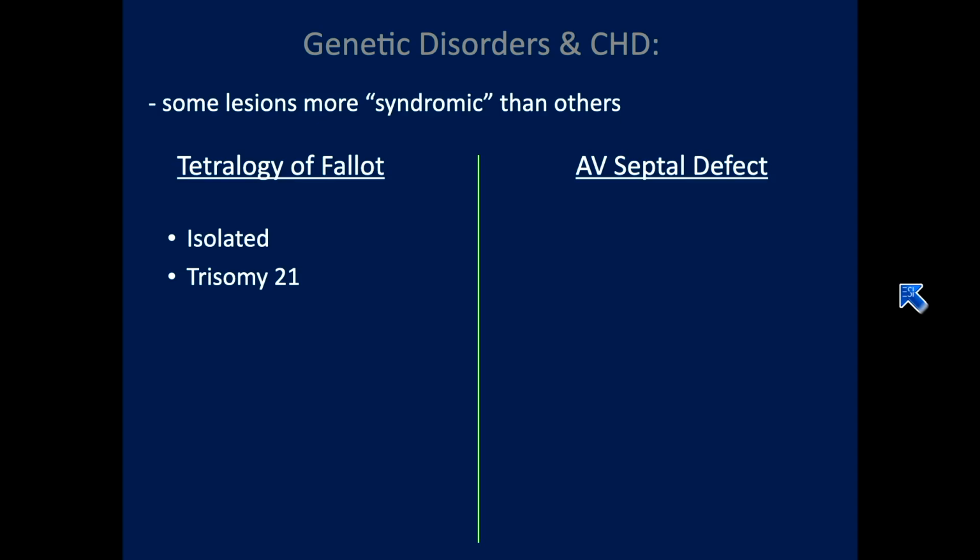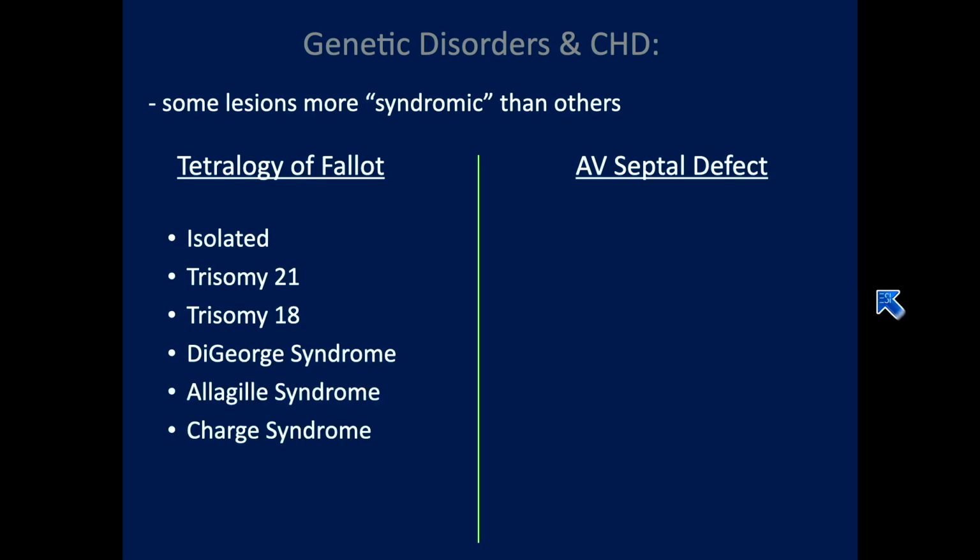This is, I think, a typical fetal echo board question when they ask you for the type of cardiac lesion that's most strongly associated with trisomy 21. Everybody answers AVSD, but it's actually tetralogy AVSD, which has a stronger association. Trisomy 18, DiGeorge, Alagille, multiple other syndromic associations.